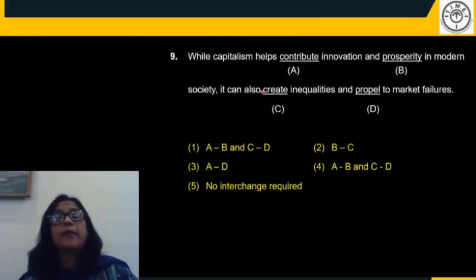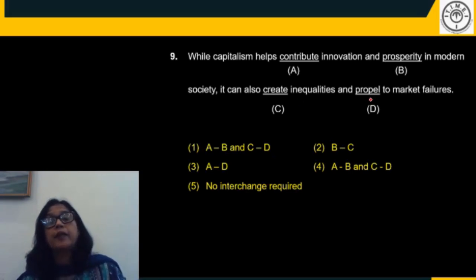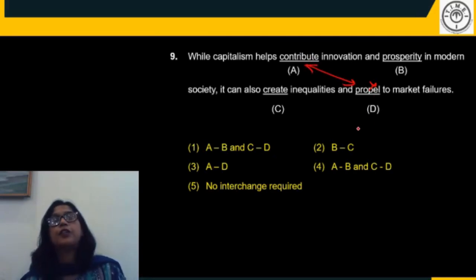Question number 9. While capitalism helps contribute innovation and prosperity in modern society, it can also create inequalities and propel to market failures. So if you see here, propel is wrong over here, you contribute to something, right? So clearly we have an interchange of A and D. While capitalism helps propel innovation and prosperity. So propel would be something that helps to move forward, drive forward.